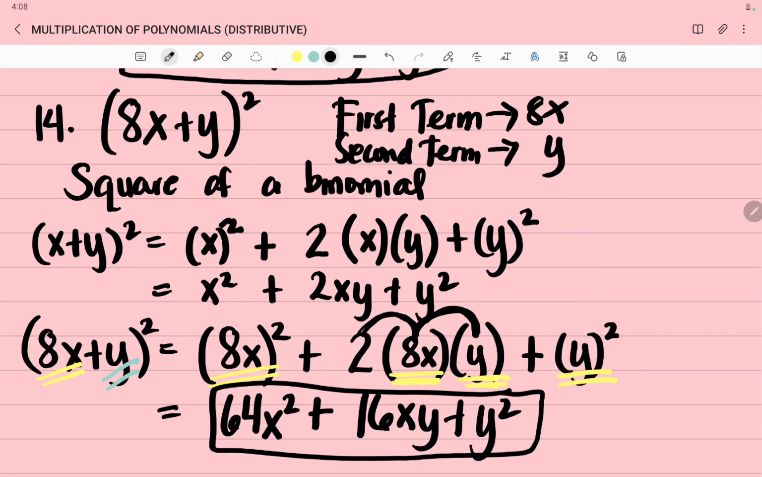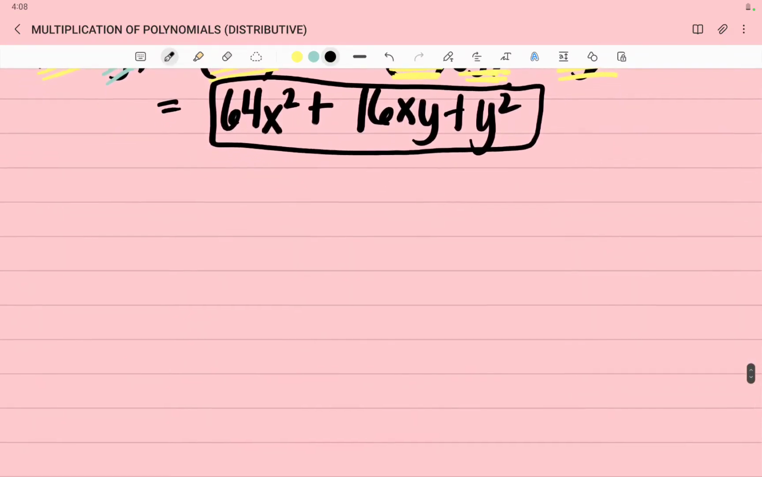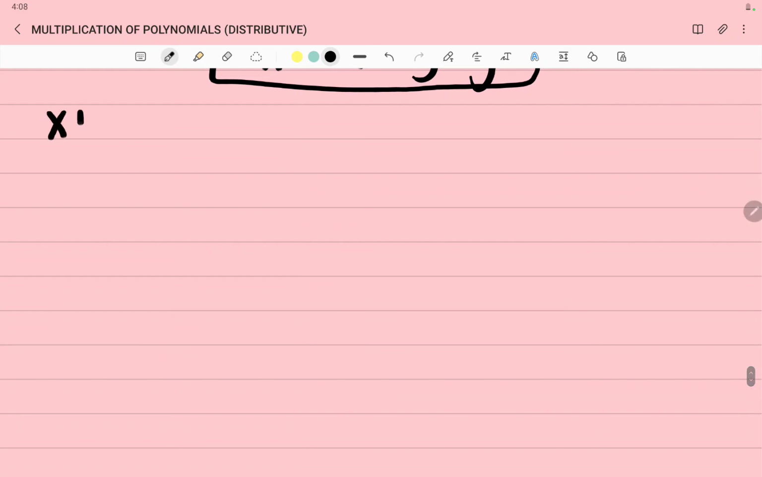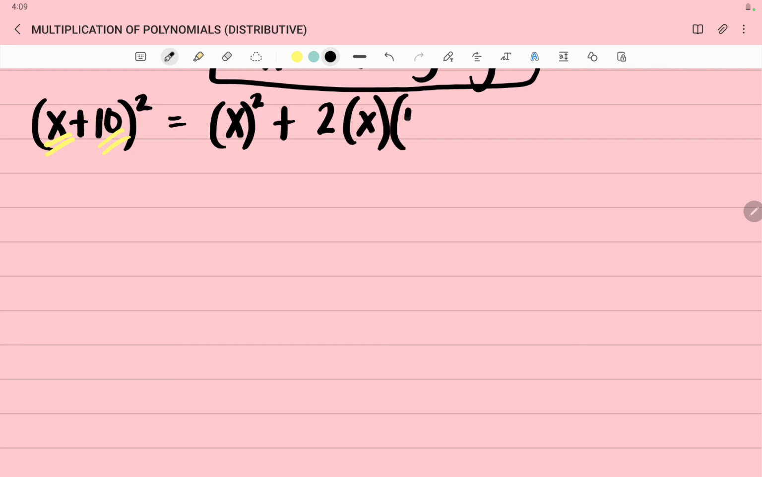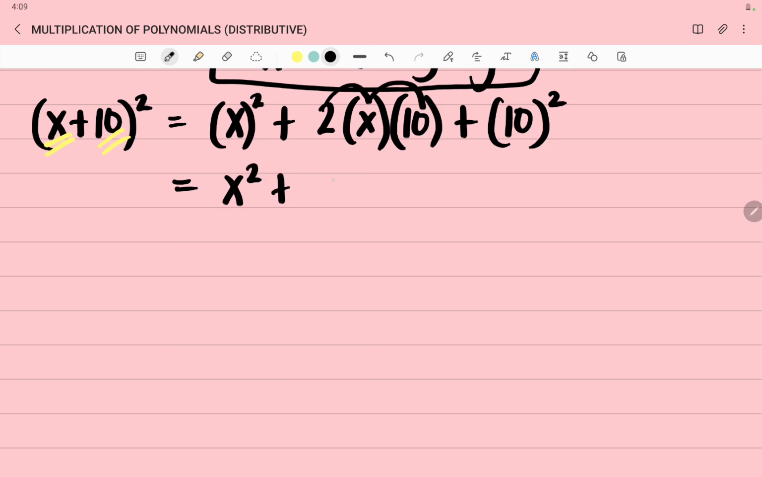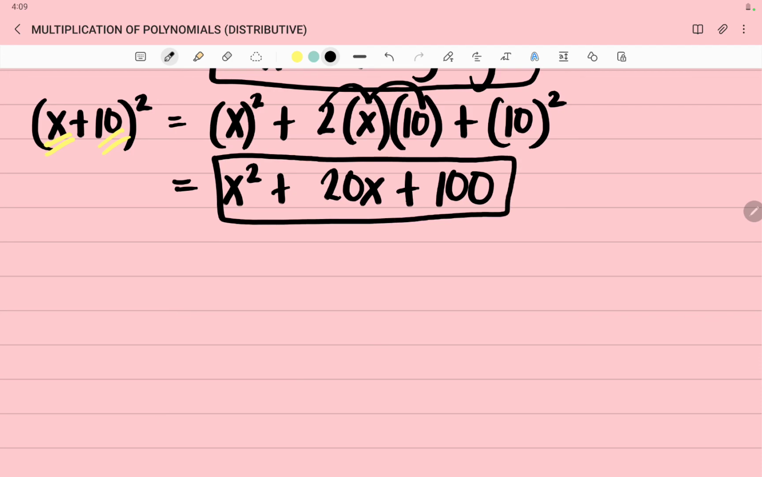Okay, let's say we have another example, which is x plus 10 squared. Again, this is our first term, and this is our second term. Now, get the square of the first term, plus 2 times the first term times the second term, plus the square of the second term. We have now x squared plus 2 times x times 10, which is 20x, plus 100, because 10 squared is 100.